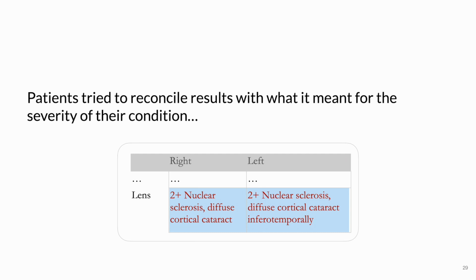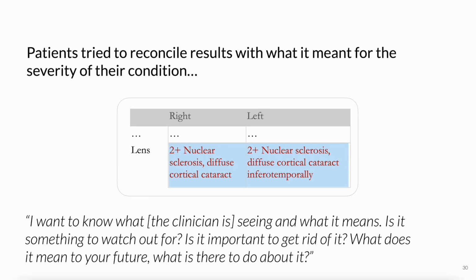In particular, a portion of the results for a slit lamp eye exam was highlighted in red, reading 2+ nuclear sclerosis. The patient states, "I want to know what the clinician is seeing and what it means. Is it something to watch out for? Is it something to get rid of? What does it mean to your future? And what is there to do about it?"